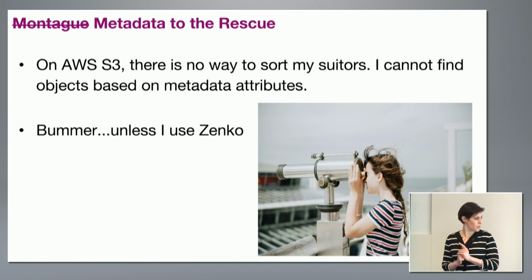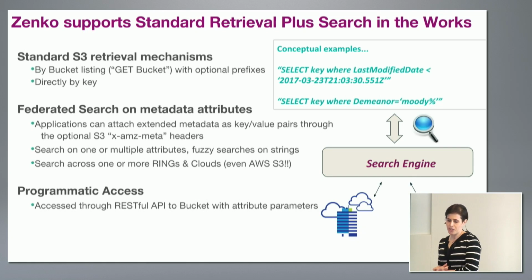Luckily, on Zenko, there will be. So we support the standard retrieval. You can go get Romeo by name. You can list all the suitors. But you also then can search on the metadata. So you can actually do SQL-like queries where you say, I want to get all the keys where the last modified date is less than some time, or I want to get all the keys where I've said the demeanor equals moody.